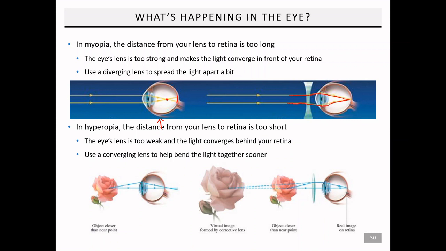And hyperopia, of course, is the opposite of that. The distance from the lens to the back of the eye is too short, so when the lens tries to focus the light, the image is formed behind the retina. To fix that, you need help bending the light together. So you put a converging lens in front of your eye. This bends the light together a little bit, and then your eye's lens can bend the light the rest of the way. Then the image can form clearly on the back of the eye.